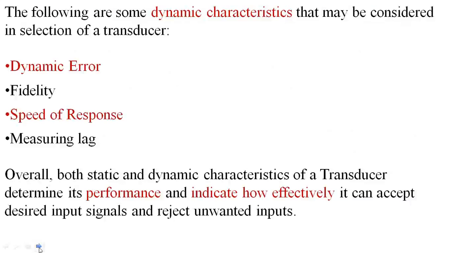The following are some dynamic characteristics that may be considered in the selection of a transducer. First one is the dynamic error, second is the fidelity, third is the speed of response, fourth is the measuring lag. Overall, both static and dynamic characteristics of a transducer determine its performance and indicate how effectively it can accept the desired input signal and reject unwanted inputs.